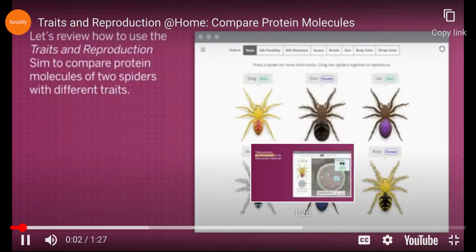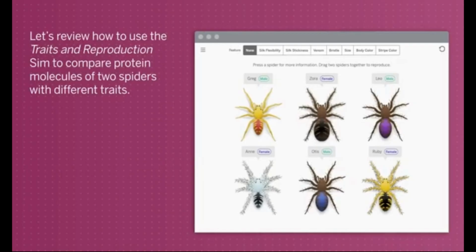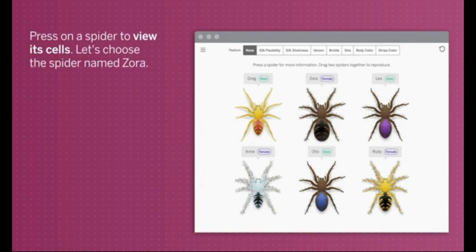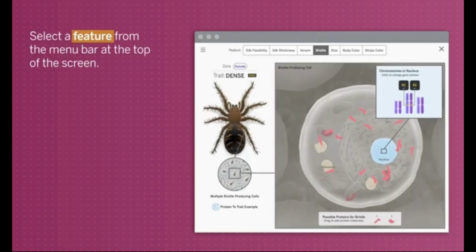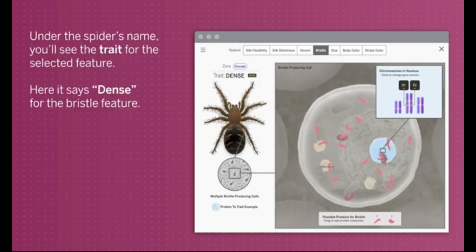Let's review how to use the Traits and Reproduction sim to compare protein molecules of two spiders with different traits. Press on a spider to view its cells. Let's choose the spider named Zora. Select a feature from the menu bar at the top of the screen. Under the spider's name, you'll see the trait for the selected feature. Here it says dense for the bristle feature.